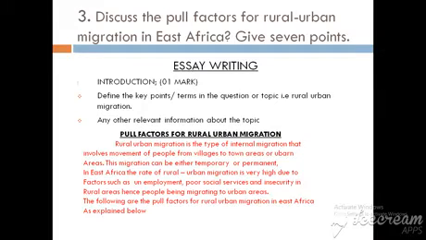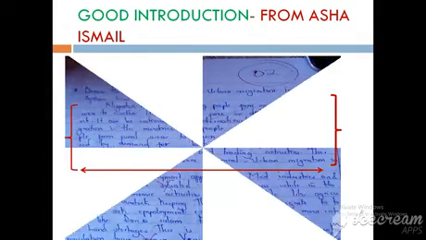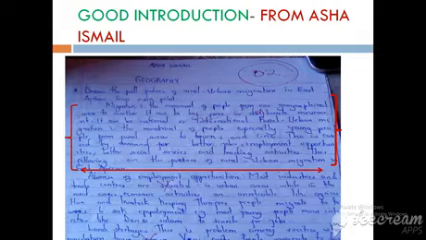So we have some good examples of students who have written their introduction in a very nice way. For example, one good example is from Asha Ismail. You can see her introduction. Migration is the movement of people from one geographical area to another. It can be by force or deliberately. It can be national or international. Rural-urban migration is the movement of people, especially young people, from rural areas to town areas. And this is caused by the demand for better jobs, employment.